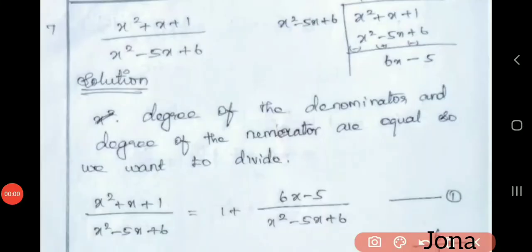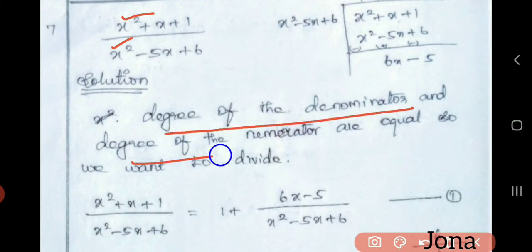Okay, next problem, 7th one: x square plus x plus 1 divided by x square minus 5x plus 6. Here in the numerator and the denominator we have the highest power as 2. Okay, the degree of the denominator and the degree of the numerator are equal.